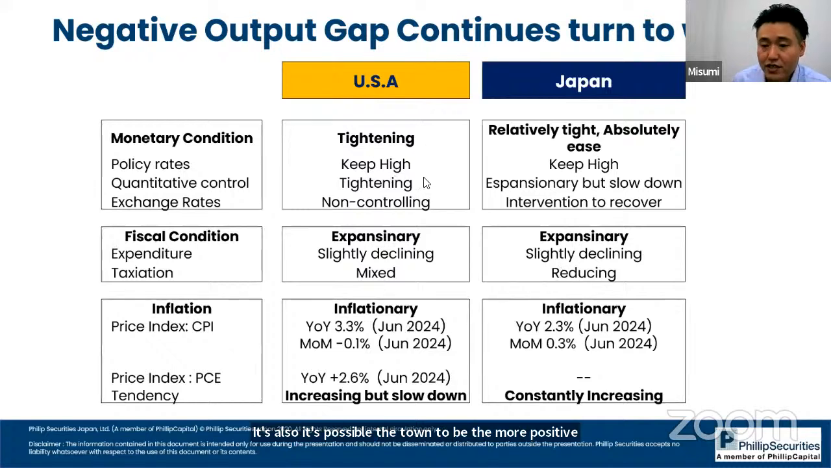That's why the US policy rate is still high and it is reluctant to cut policy rates. The PCE price index is also 2.6%, and the tendency is increasing but slowing down. But Japan is constantly increasing.